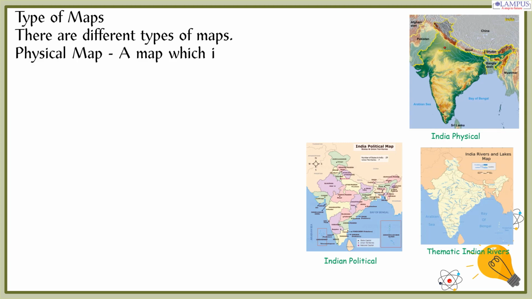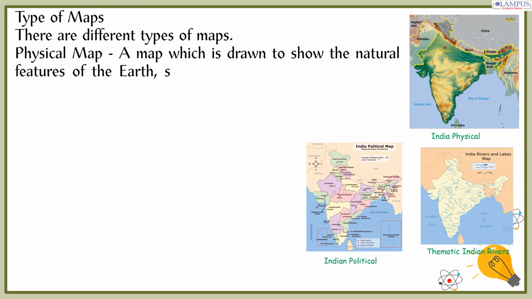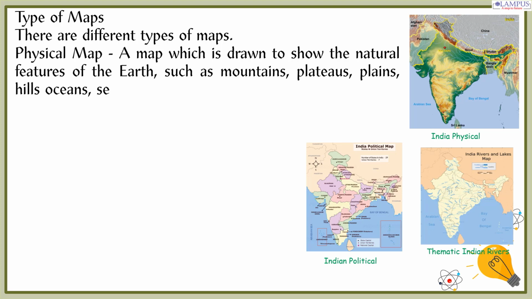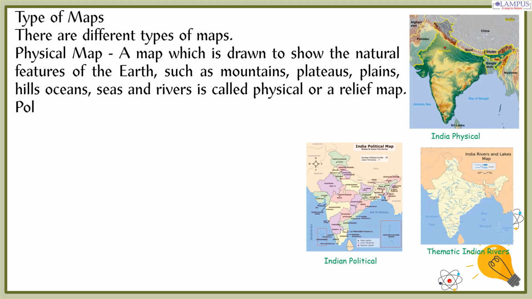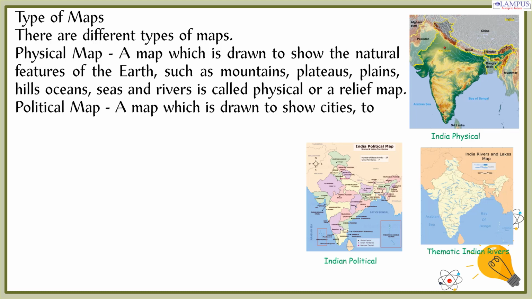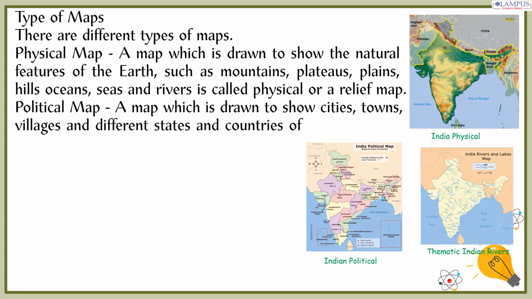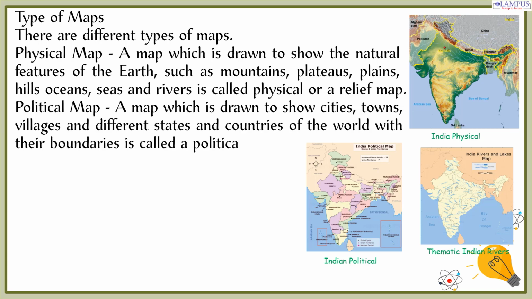Physical map. A map which is drawn to show the natural features of the Earth, such as mountains, plateaus, plains, hills, oceans, seas and rivers is called physical or a relief map. Political map. A map which is drawn to show cities, towns, villages and different states and countries of the world with their boundaries is called a political map.